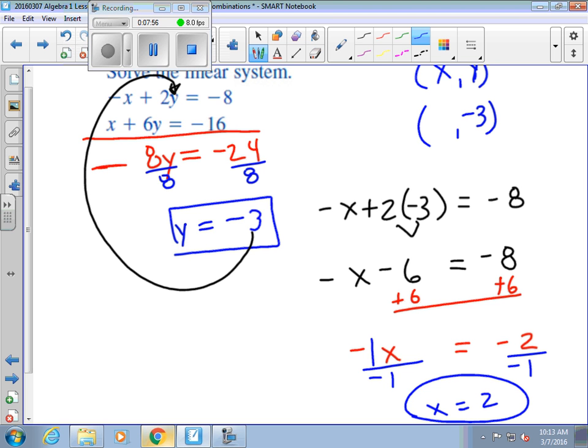So your x value is 2 and your y value is -3. So if you graph both of those equations, they will intersect at the point (2, -3). Algebraically, you can plug those numbers in.